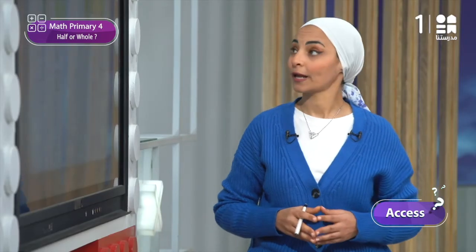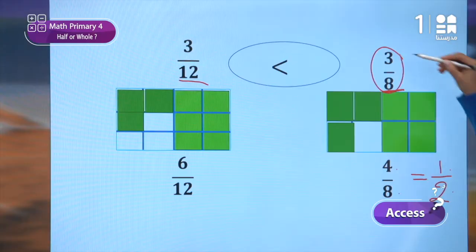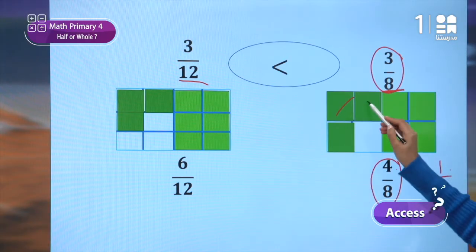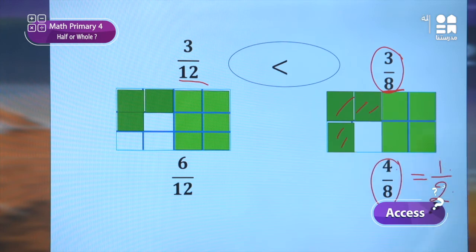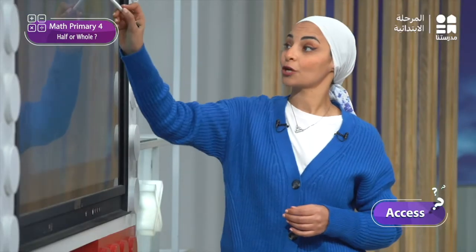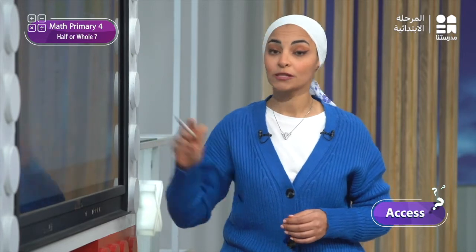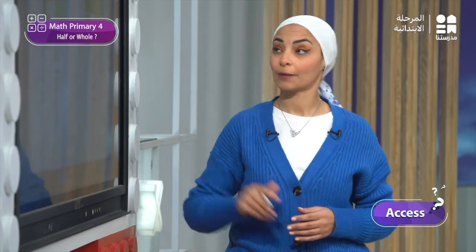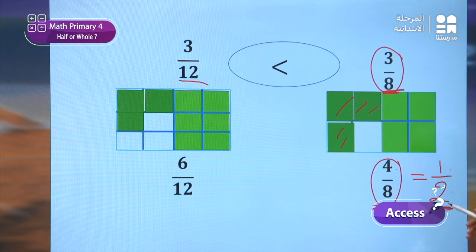Right? Okay, so if we look at 3 over 8 and compare it to 4 over 8, what do we notice? We notice that 3 over 8 is very close to 4 over 8. That means 3 over 8 is very close to half.